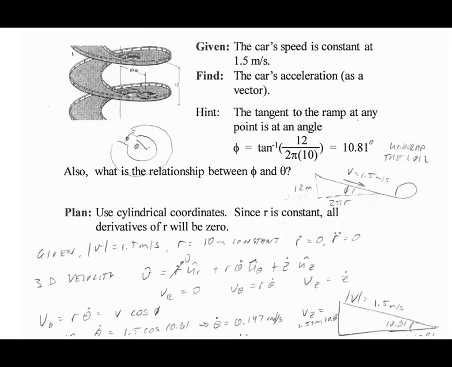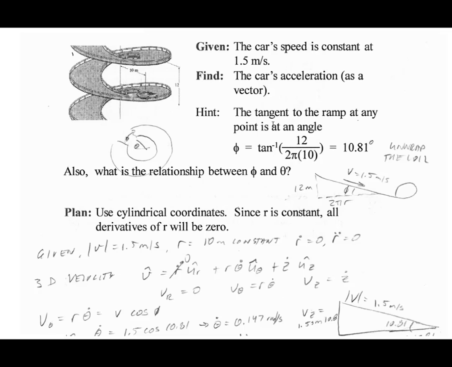Okay, hi. I just wanted to talk through this example that is in your handout. It is a cylindrical coordinate system example. The car speed is constant going down this ramp at 1.5 meters per second. We want to find the car's acceleration. This is as a vector, so it'll have magnitude and direction.